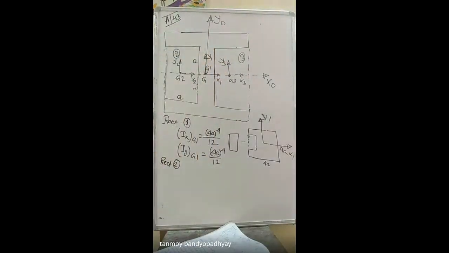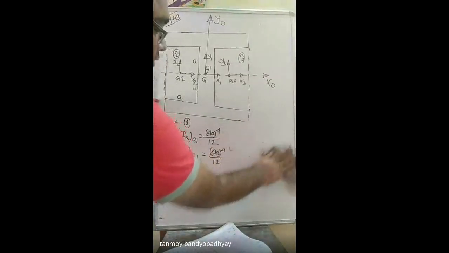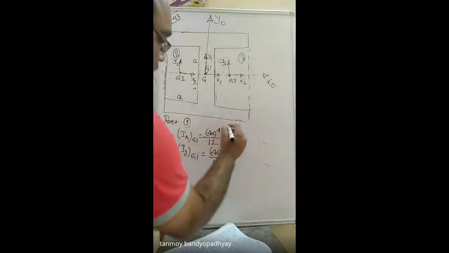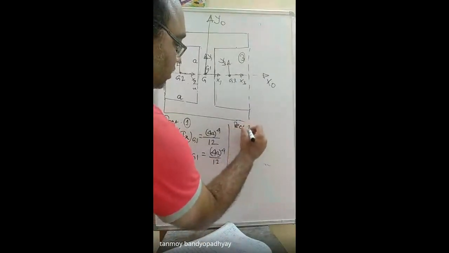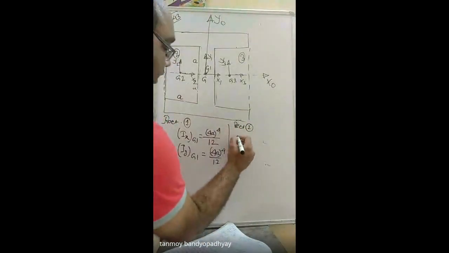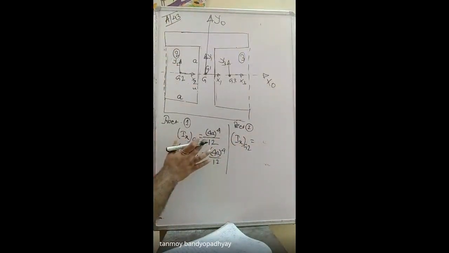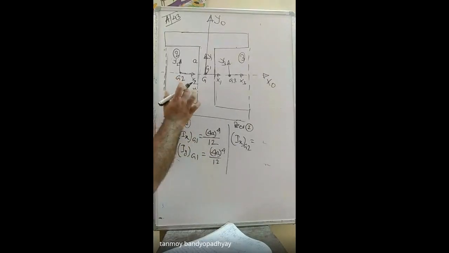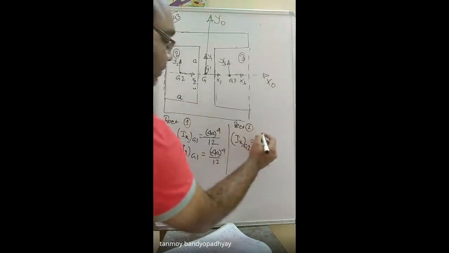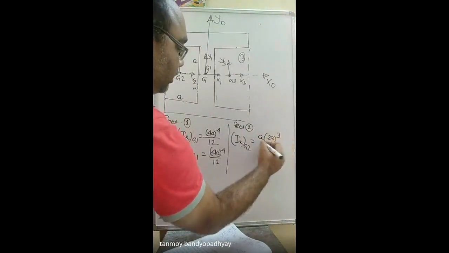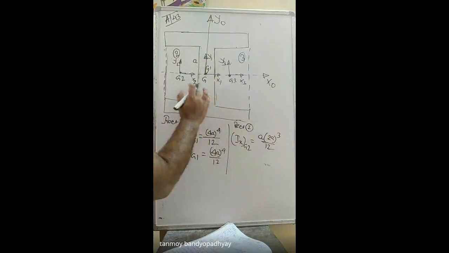ঠিক আছে? দেখো প্রবলেমটা এবার ইনভার্টেড হয়ে গেছে। So for the rectangle number 2, ixg2 should be equal to what? কি হবে? তোমার bd cube by 12. So base is a into 2a whole cube divided by 12. This depth is 2a. ঠিক আছে?